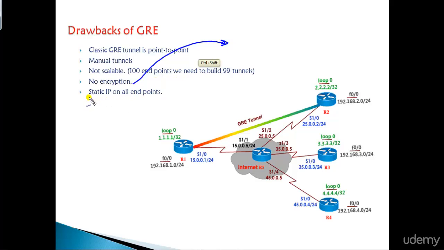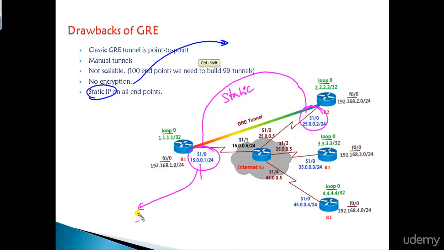Now, apart from that, there is one more thing: we need to have a static IP address on each and every point. Especially if you're using internet connections, we are going to build logical point-to-point connections from this point to this point, and these IP addresses have to be static. If these IP addresses are not static, if they are using DHCP or given by the provider and they keep on changing, in that case your tunnel interface will go down automatically, because the tunnel is established based on the reachability we have between the source and destination.